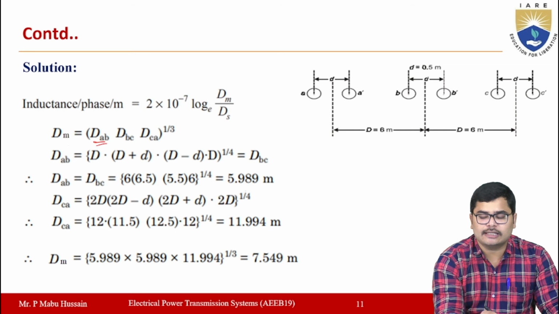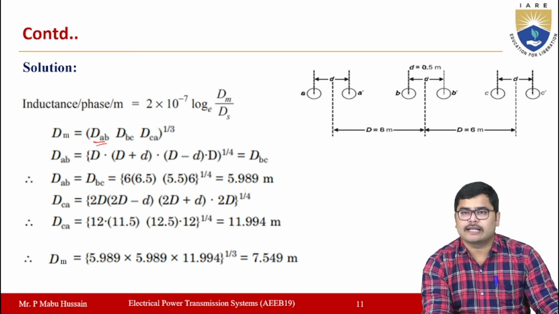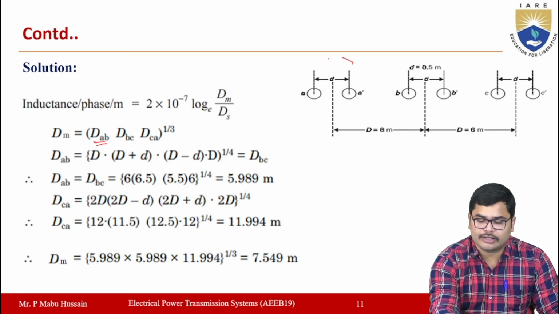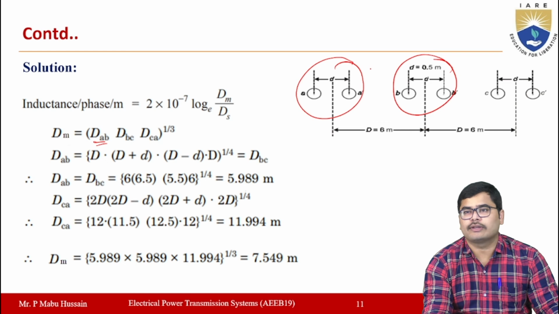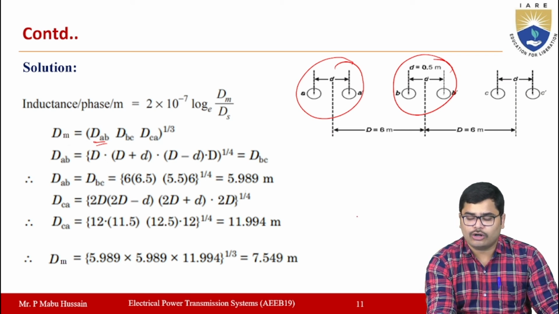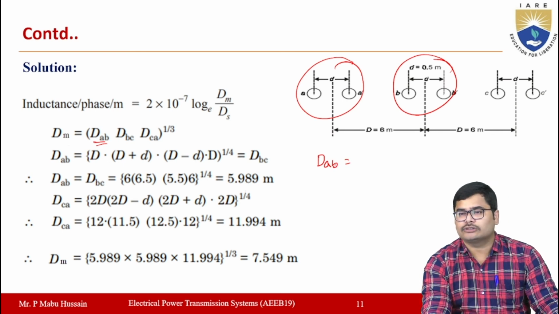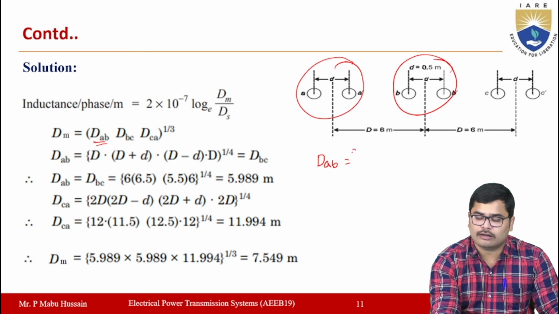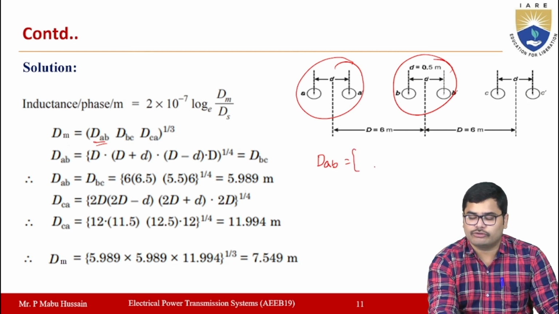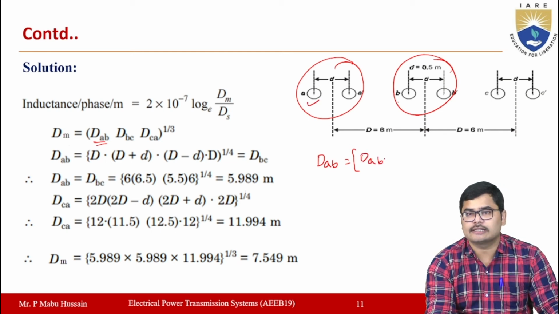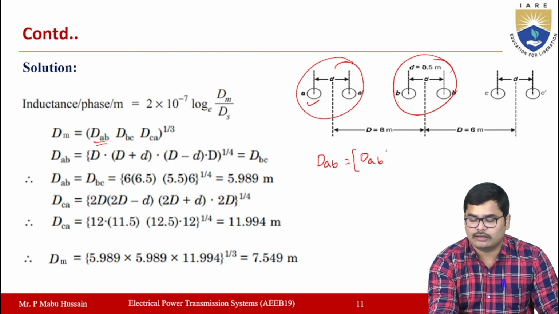Okay, so DAB here is the mutual GMD by considering the phases A and B. So you have to consider phase A and phase B, and find out the mutual GMD between the phases A and B, right? While calculating the mutual GMD for phases A and B, you have to consider all the mutual distances. If you consider A, DAB is one mutual distance, then DAB dash is another mutual distance.